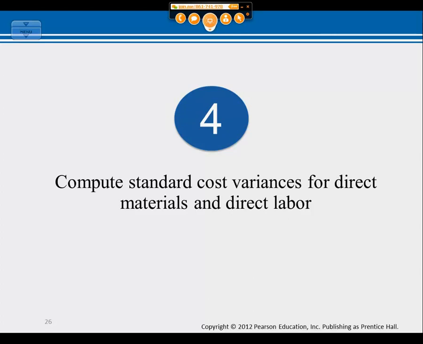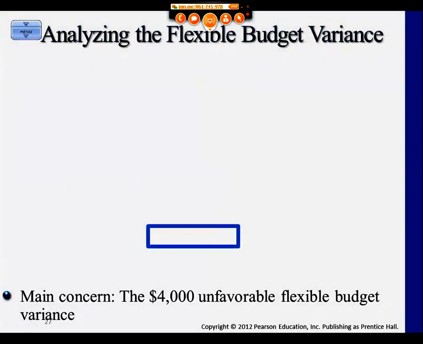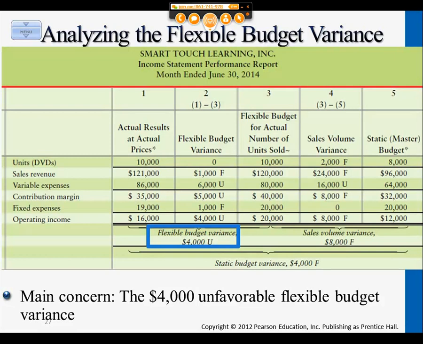All right. So number 4, how do we compute sales standard cost variances for direct materials and direct labor? So let's look at the flexible budget variance here. We have again our income statement for the Smart Touch Learning. So we figured that flexible budget, we have it here calculated. That's the 4,000 unfavorable flexible budget variance for our operating income. So the first thing that we want to do is to investigate what caused this cost variance to be unfavorable. How do we get to 4,000 of flexible budget variance that's unfavorable?